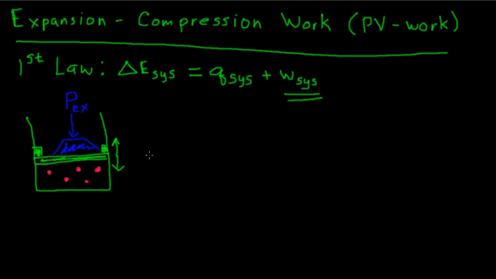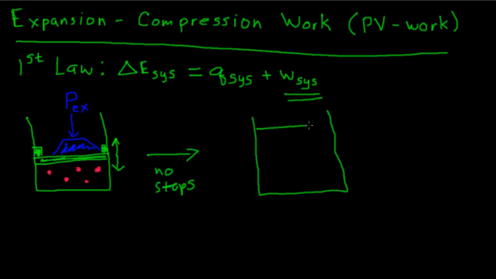Okay, so now we're going to imagine a process that happens. Here's my arrow representing a process. What we're going to do is just remove the stops. Pull out all the stops. And what happens? Well, because this gas right here is at higher pressure than the pressure pushing down on this weight, the piston is going to move upwards. So we have an expansion going on. Let's draw the final state over here. Now what's happened is our piston has gone upwards.